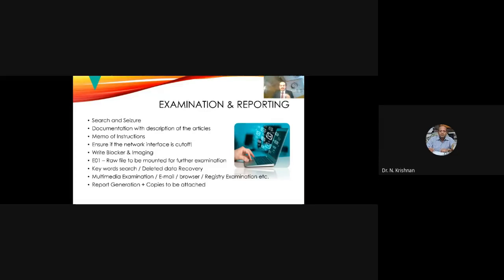So this is the stage where you submit your report along with the suitable files in CD format or in pen drive format. Whatever format we should give, that will be submitted in the last stage of the examination.